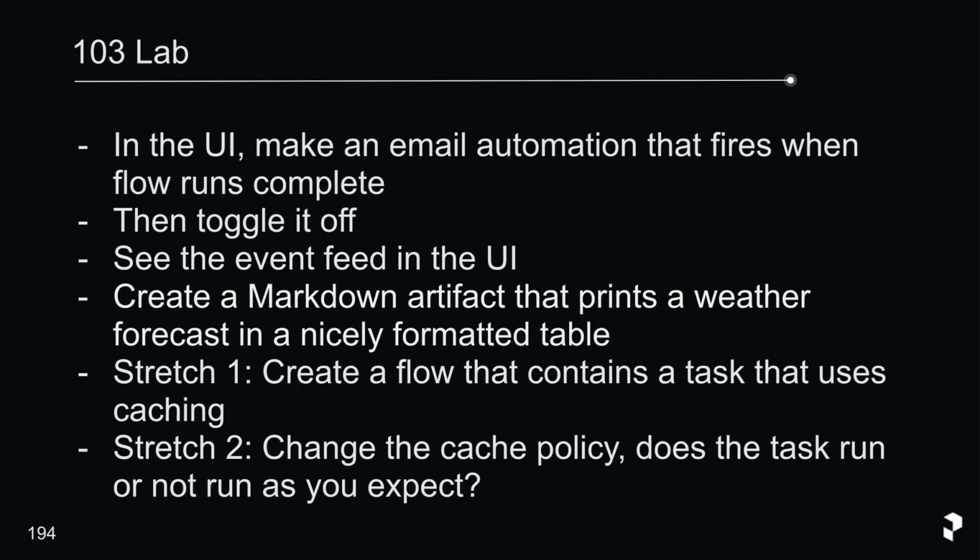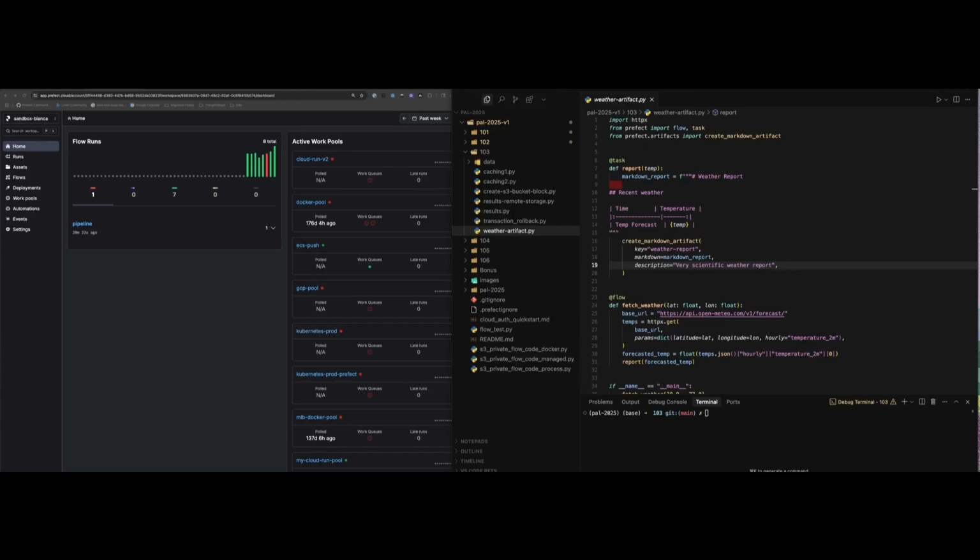Once you complete all of these steps, you can give the stretch goals a try. You can create a flow that contains a task that uses caching, and then change the cache policy and inspect how the task run behavior changes. All right, I am excited to get started with the 103 lab with all of you.